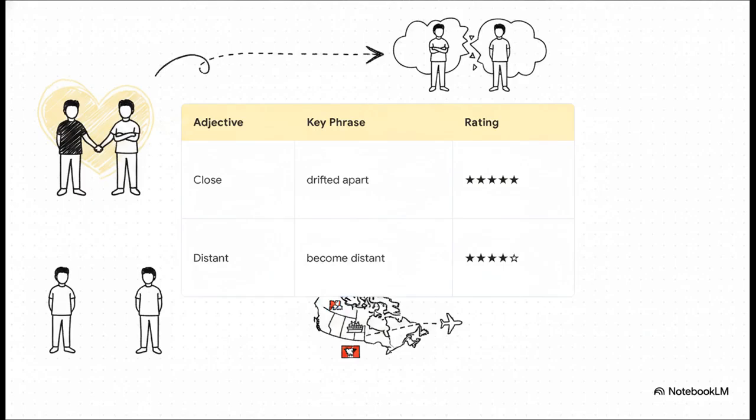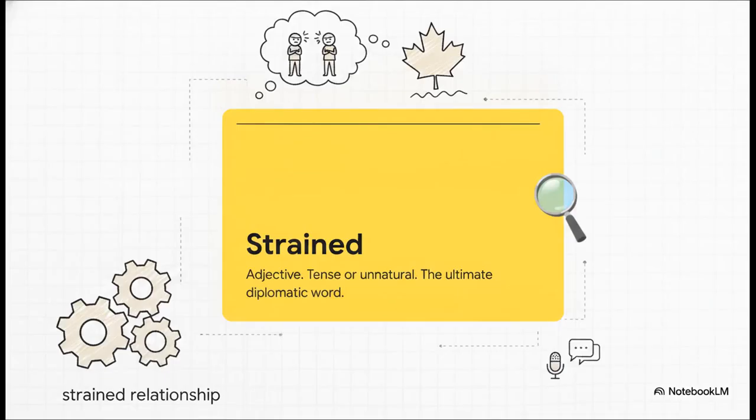It can mean emotional coldness, or it can mean literal physical geography, like if your friend just packed up and moved to another province like Nova Scotia or Alberta. And that brings us to what I like to call our ultimate secret weapon, strained. It means tense or unnatural. You could have a strained relationship or find yourself in a strained atmosphere.